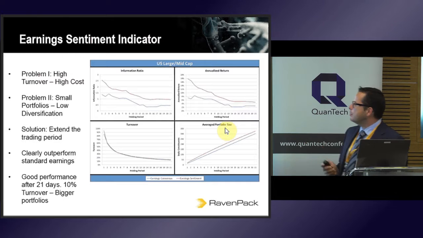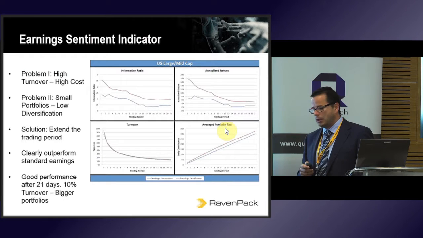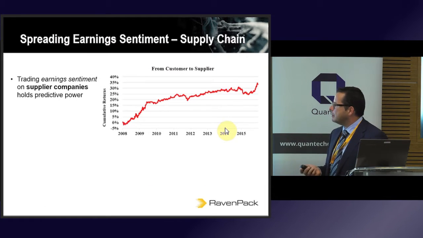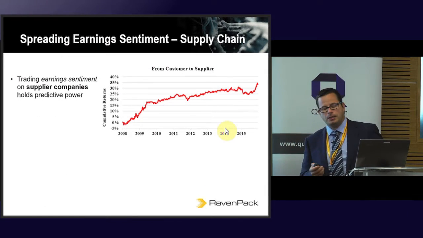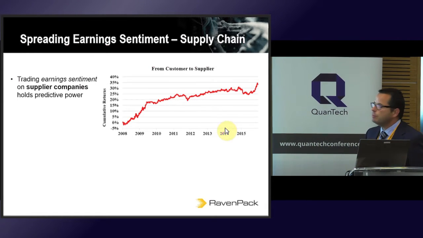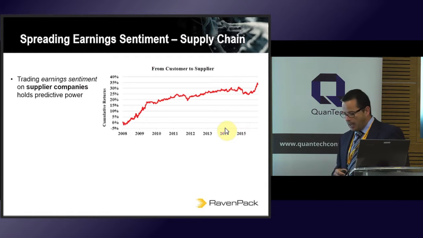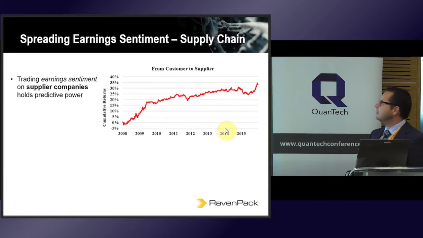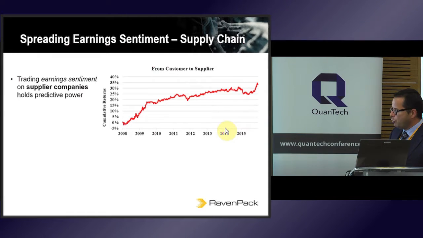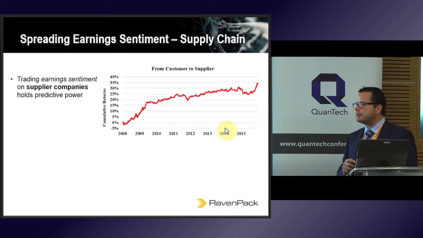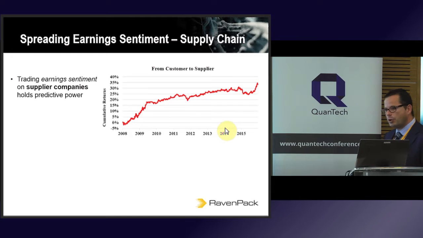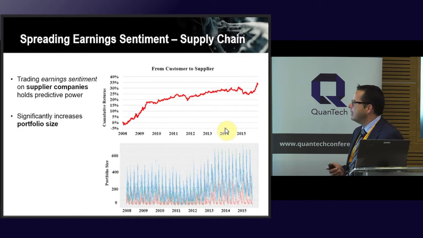So this solution was based, as I mentioned, on extending the holding period. However, we could use one of the techniques I presented before, which is spreading the indicator information into a network constructed using the supply chain information. And if we do that, these are very preliminary results, actually from just a couple of weeks. If we expand this information from the customers to the suppliers, this is the profile we get. So we can see that we hold some predictive power here.